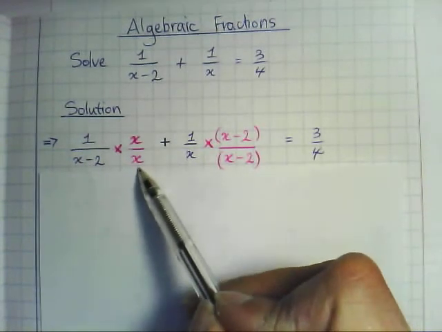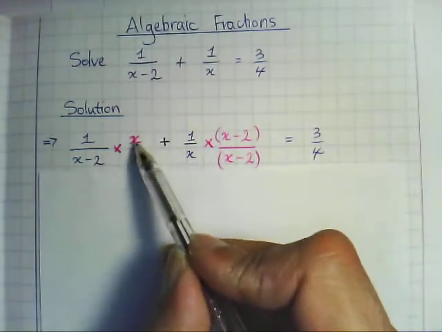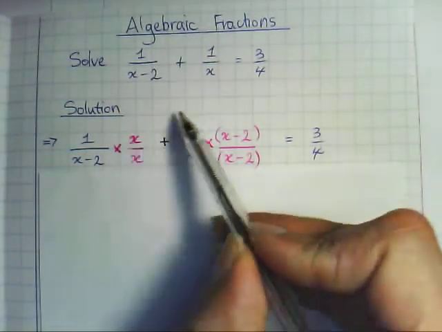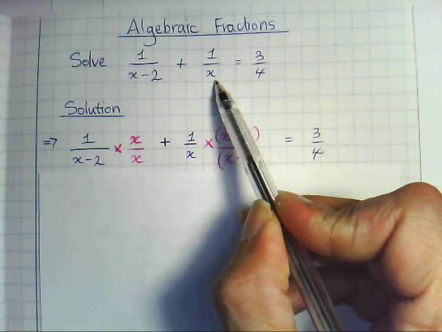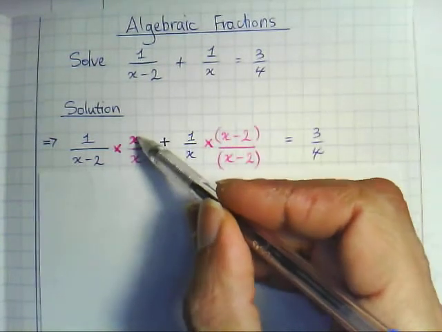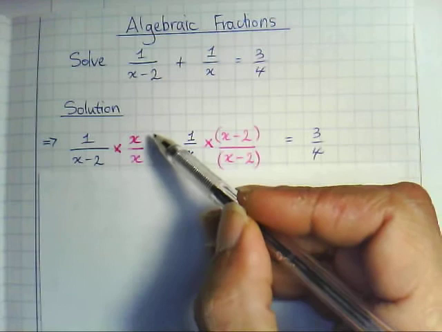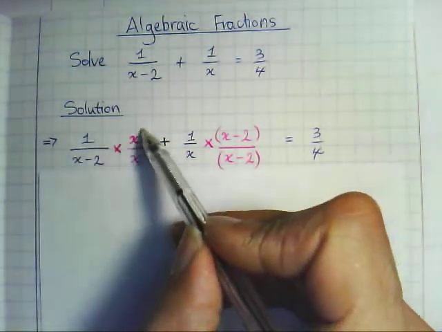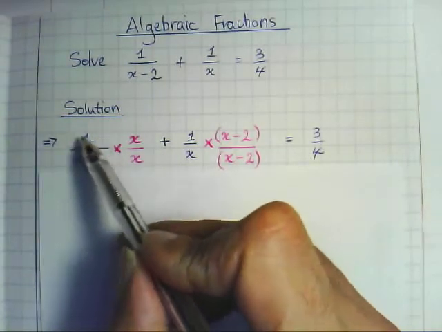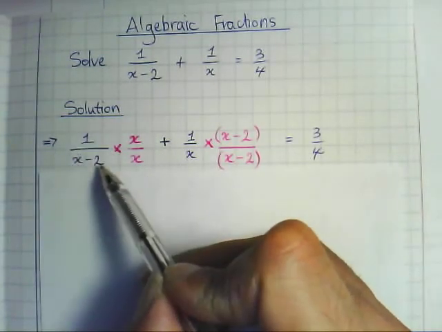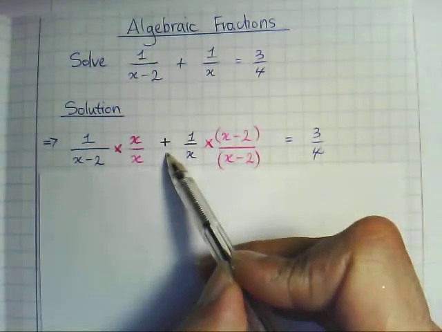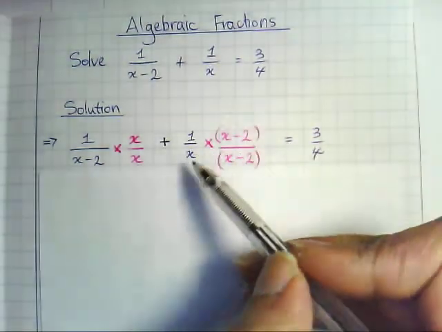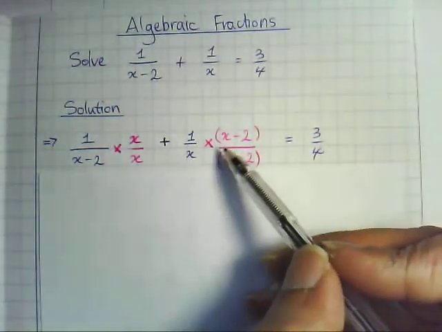x divided by x. And the reason why we've chosen x is because it happens to be the denominator of our second term. You'll notice that x divided by x in itself just equals 1. So you're multiplying that first term by 1. So it doesn't fundamentally change anything about that first term.